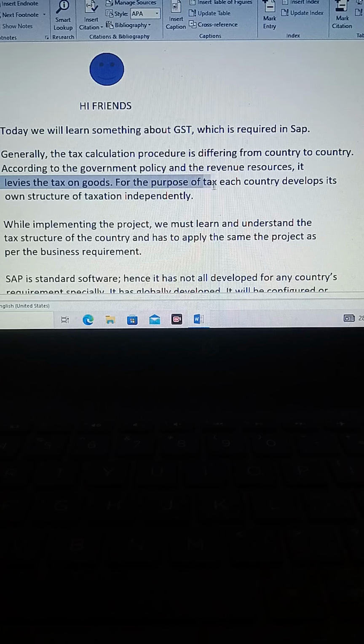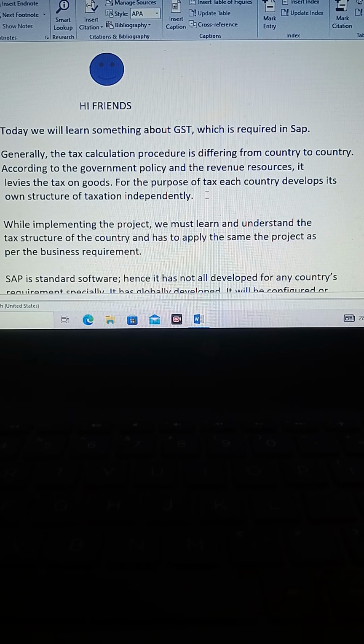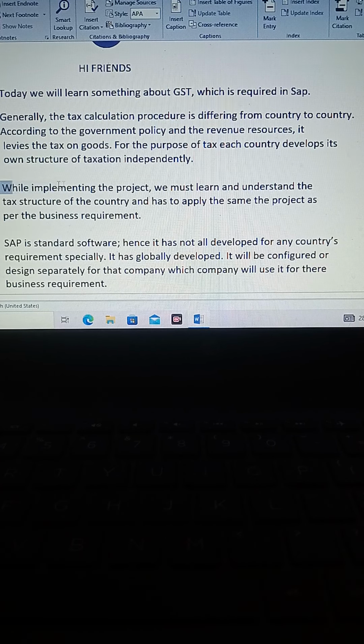For the purpose of tax, each country develops its own structure of taxation independently to get revenue. While implementing the project, we must learn and understand the tax structure of the country and apply it as per the business requirement. Here, the project means implementing SAP in a company or organization, so we have to understand the tax structure of the country and apply it as per the business requirement.